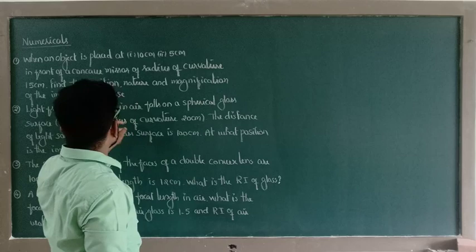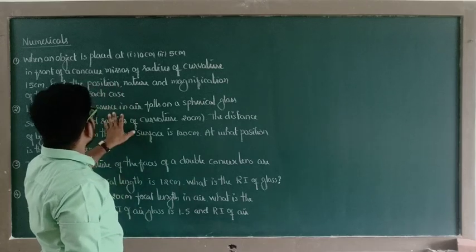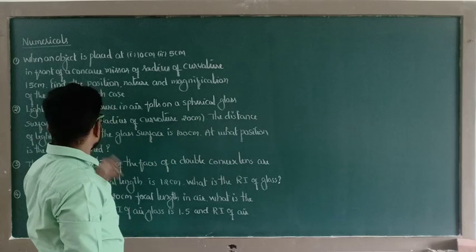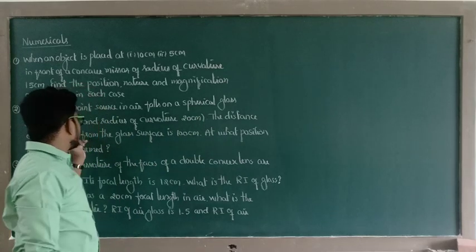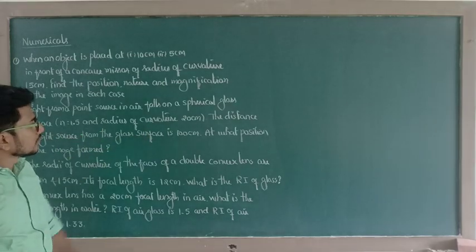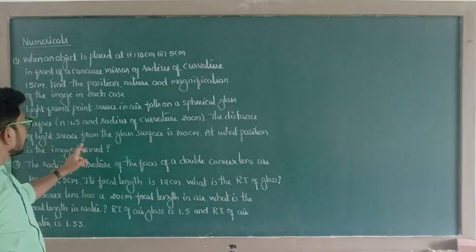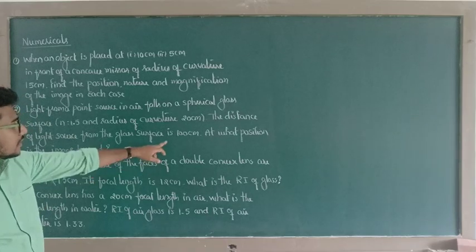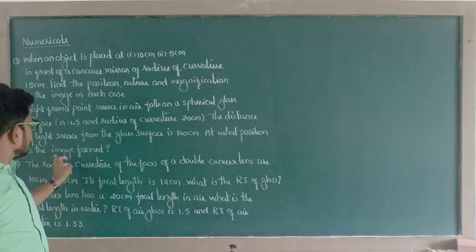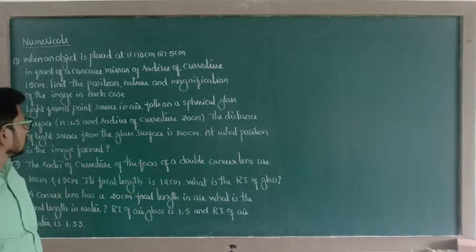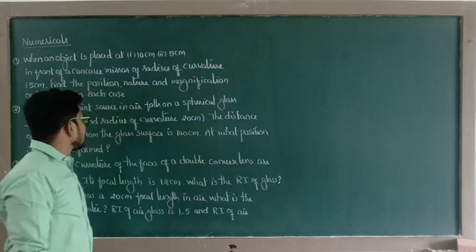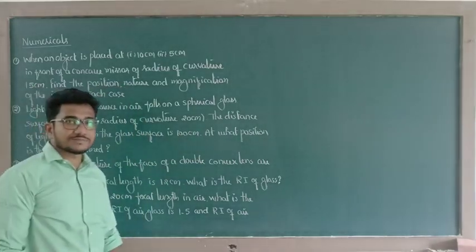Next one. Light from a point source in air falls on a spherical glass surface whose refractive index is 1.5, radius of curvature is 20 centimeter. The distance of a light source from the glass surface is 100 centimeter. At what position is the image formed? So this is a numerical based on refraction through spherical surfaces.